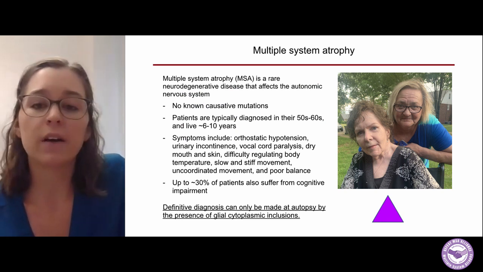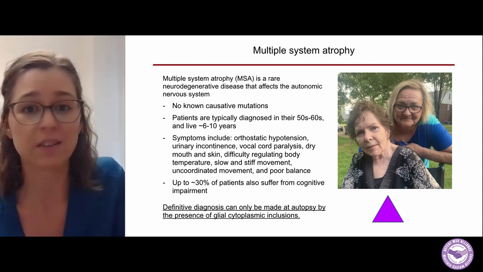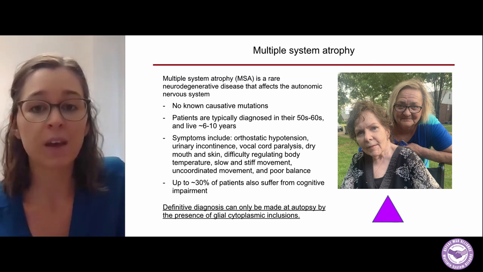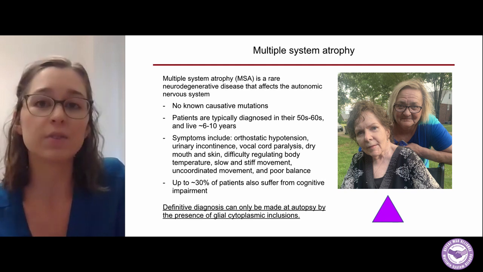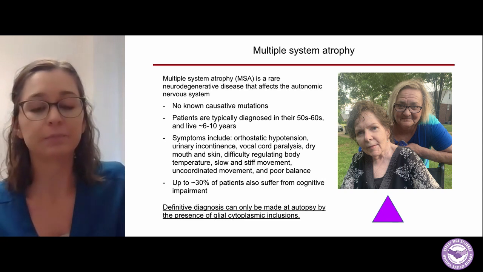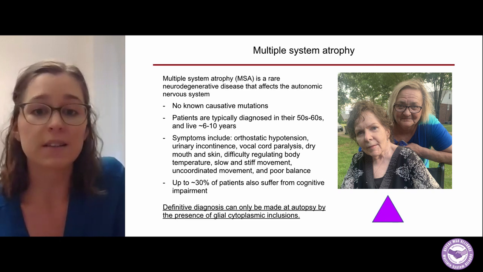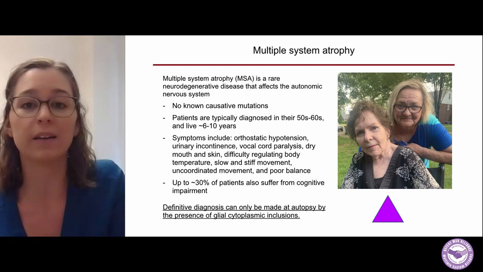A little bit more background on multiple system atrophy, or MSA, as I'll likely refer to it throughout the rest of this talk. It's a rare neurodegenerative disease that affects the autonomic nervous system. There are no known causative mutations that lead to the development of this disease. As I previously mentioned, patients are typically diagnosed in their 50s to 60s and live 6 to 10 years after their diagnosis. Symptoms can include orthostatic hypotension, vocal cord paralysis, difficulty regulating their body temperature, poor balance, and uncoordinated movement. Up to 30% of patients also suffer from cognitive impairment.